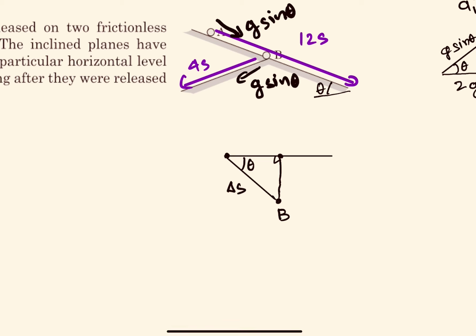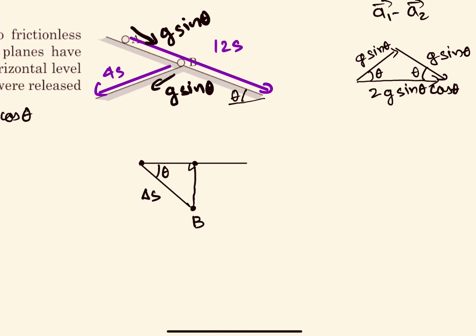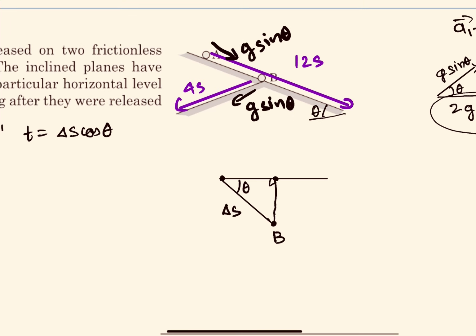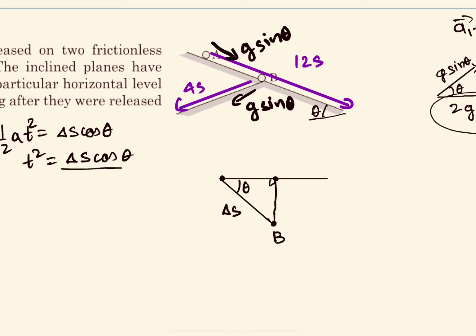So the distance to be traveled will be delta S cos theta, and this distance is being traveled with this much acceleration. So we know half a t square is equal to delta S. So in this case we'll get this equation. We'll have t square is equal to delta S cos theta divided by half into 2g sin theta cos theta. Is that okay? So this is the value of time.